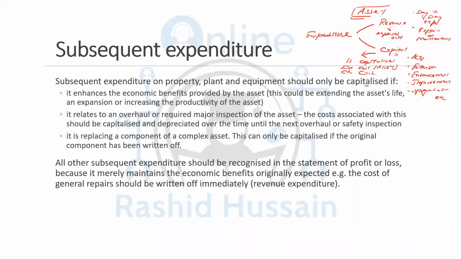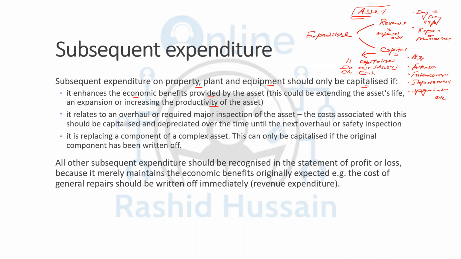So the first point is a subsequent expenditure on the property, plant, and equipment should be capitalized. And when we say capitalized, that means we're going to make that thing part of the cost of the asset, if it enhances the economic benefits provided by the asset. This could be extending the useful life of the asset and expansion or increasing the productivity of the asset. That means anything which is related to acquisition, extension, enhancement, improvement, upgradation, etc., which is known as the capital expenditure. So if you're doing the capital expenditure, that means it is going to be capitalized.